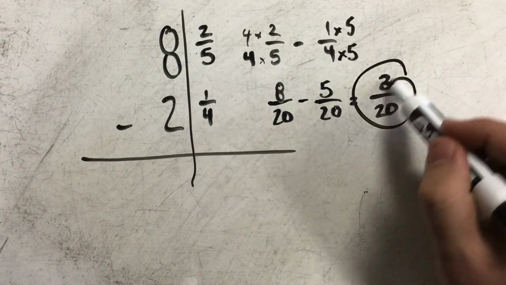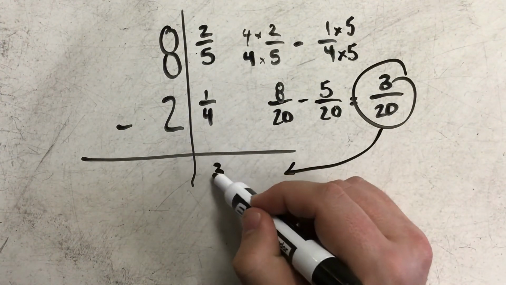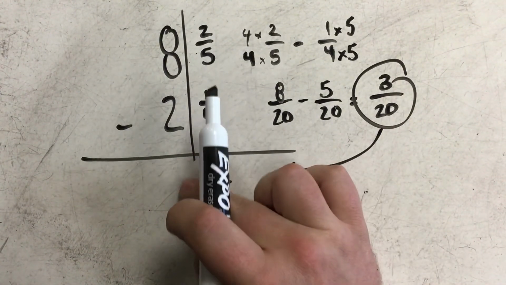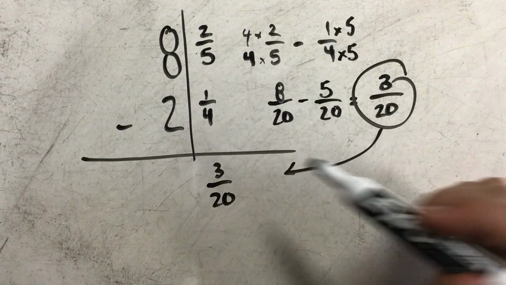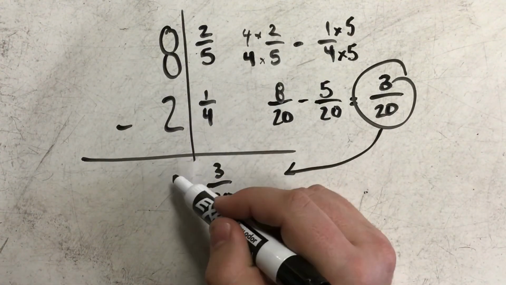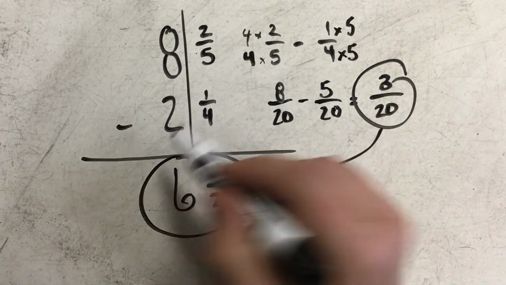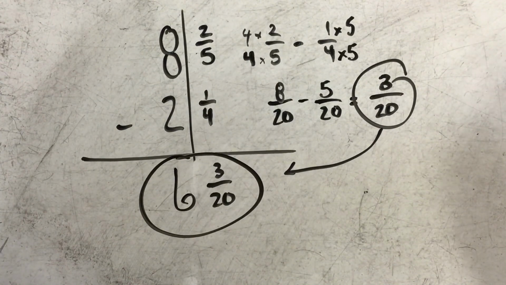So I'm going to bring that fraction over here. And now all that's left to do is subtract my whole numbers. 8 minus 2 is 6. And my final answer is 6 3/20.